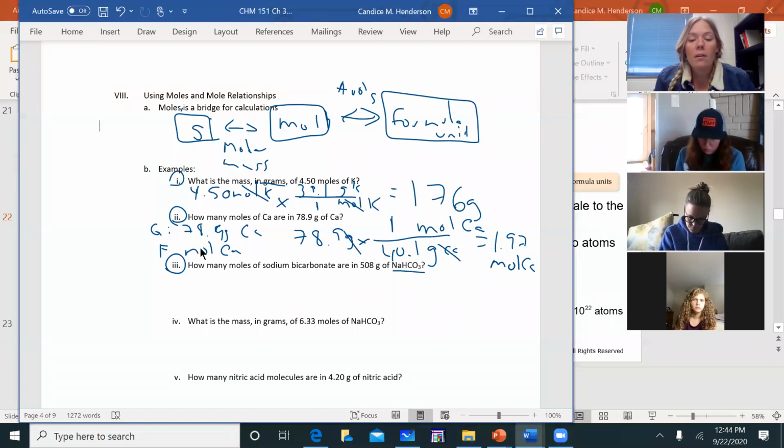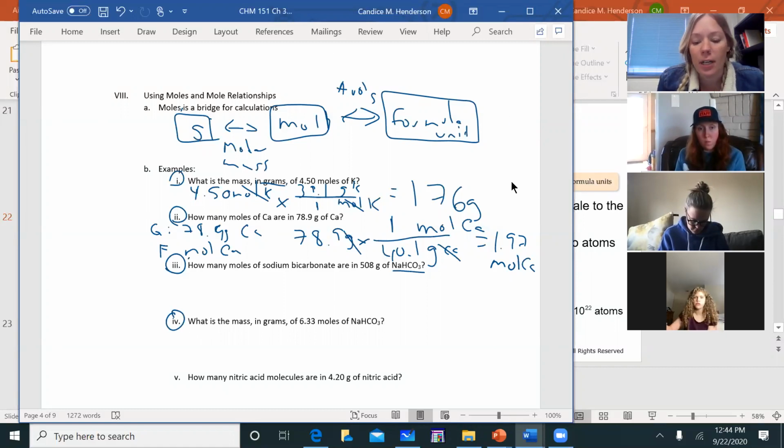So we've got 508 grams of NaHCO3, or sodium bicarbonate. And actually, while you're at it, do 3 and also do 4, because it's the same thing going in the other direction.